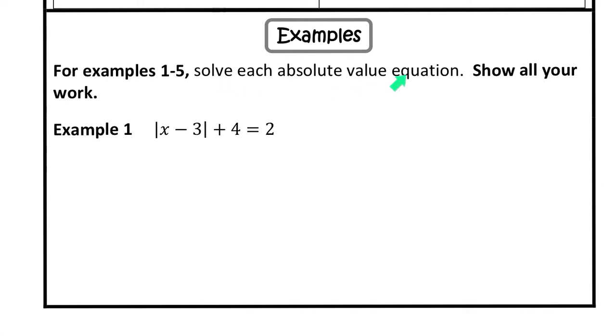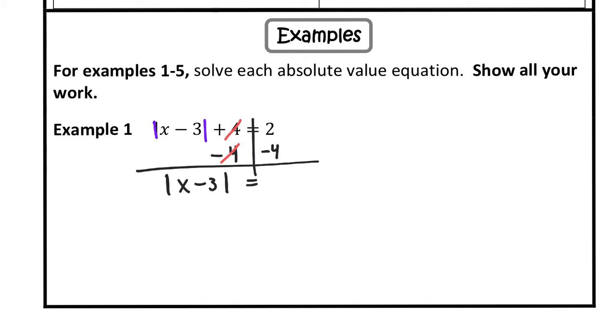Okay, so solve each absolute value equation. Show all your work. The first step is to get the absolute value by itself. So I want to move the plus 4, so I want to subtract 4 on both sides. The 4 and negative 4 are going to cancel. Then I'm going to be left with the absolute value of x minus 3 equals, what's 2 minus 4? It's negative 2.